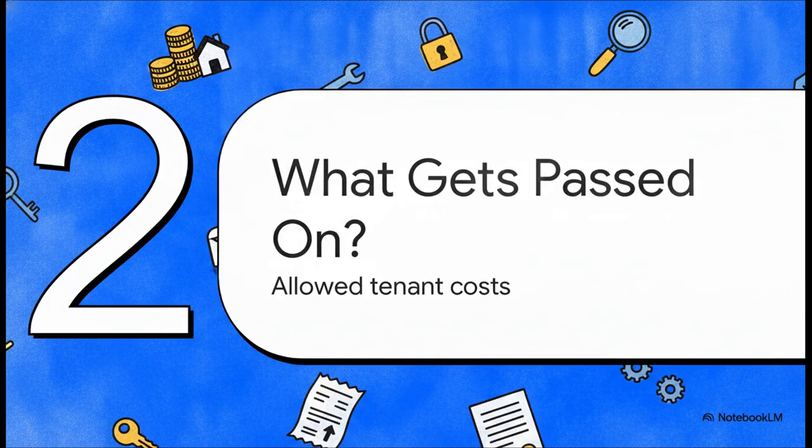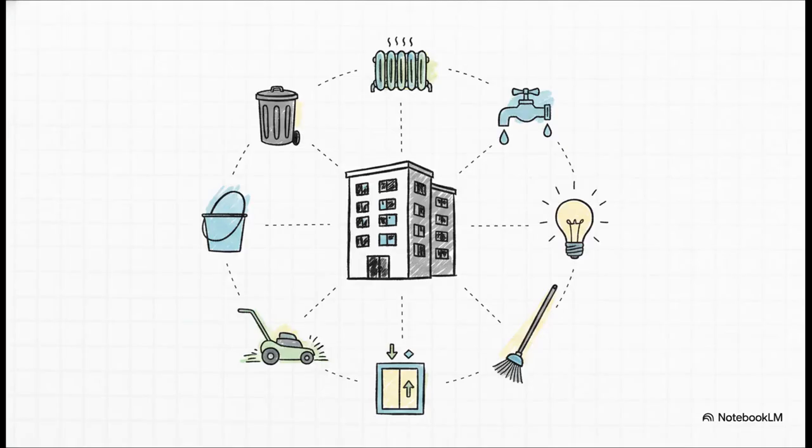Which brings us to section 2. What actually gets passed on? Depending on your local laws, the standard allowed costs paint a real-world picture of everything from the dead of winter down to the hum of the elevator. You've got your foundationals, right? Property taxes, water, sewer charges, and weekly waste collection. Then there are the comforts, like heating, hot water, and essential building insurance.